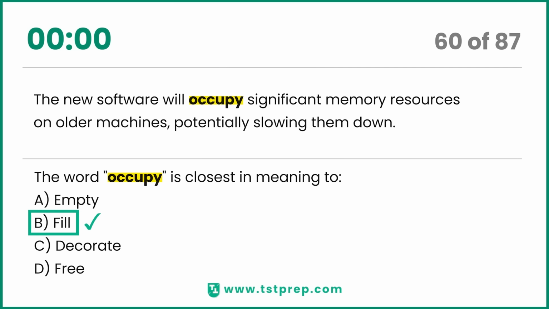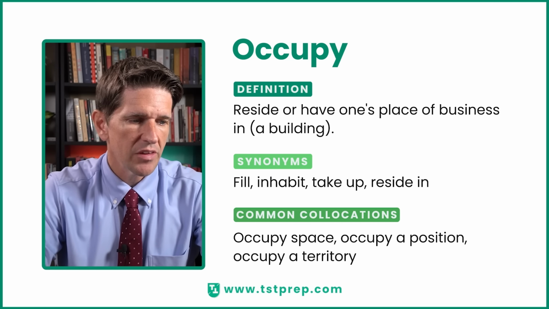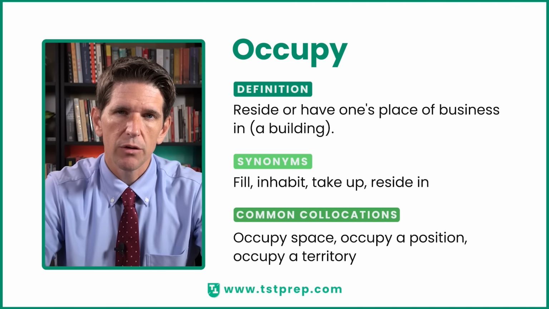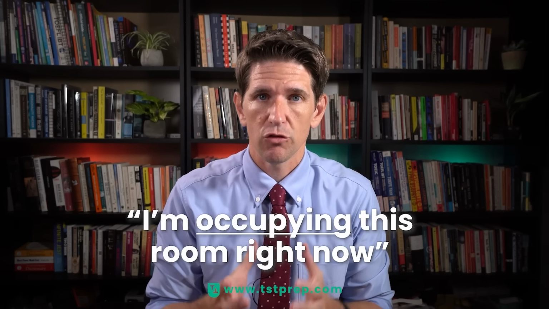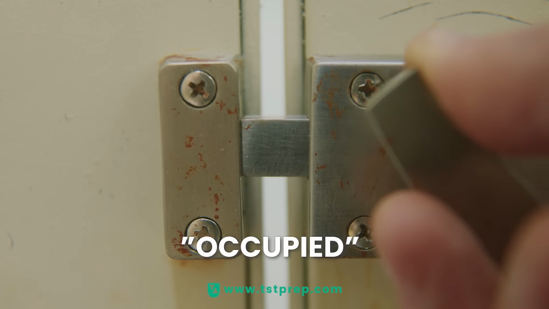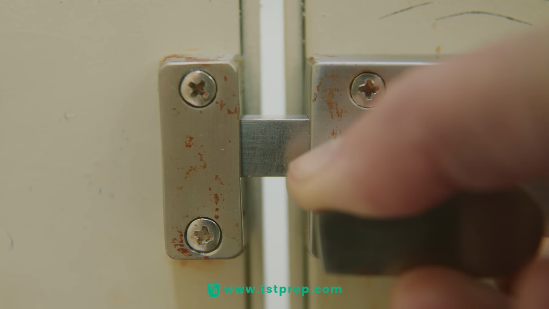All right, here the correct answer is B, fill, occupy, reside or have one's place of a business in a building. So we think about it a lot with occupy in an actual physical location, like I'm occupying this room right now, I'm in this room right now. Sometimes we say, like, if you're wanting to go to the bathroom, it might say occupied. Somebody is inside there. But it can also mean have a position, something more not so physical, but more abstract.